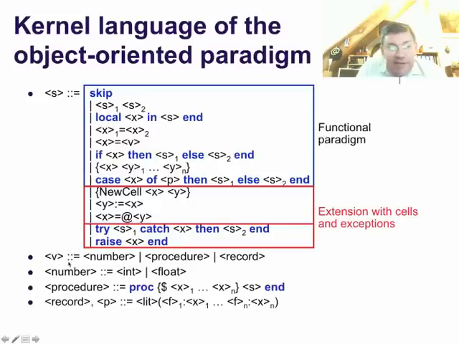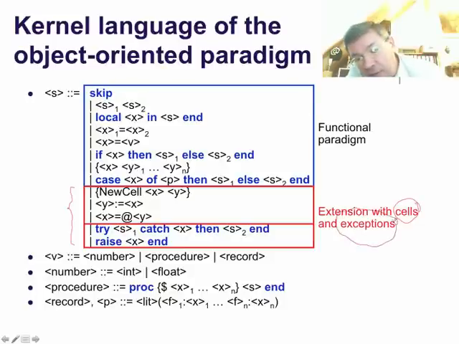Then we extended this to object-oriented programming. So how did we extend it? Well, we added state. So cells. In fact, we also add exceptions to this because it's an important part of object-oriented programming to use exceptions. So with these two additions, we can encode or define all the concepts of data abstraction and object-oriented programming. So notice we start with the functional paradigm and we've extended it.